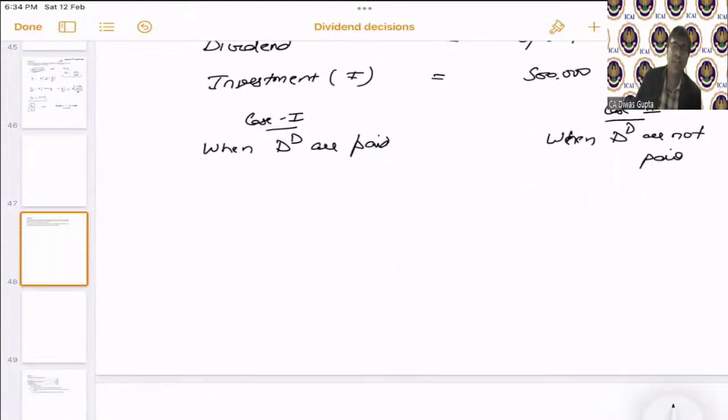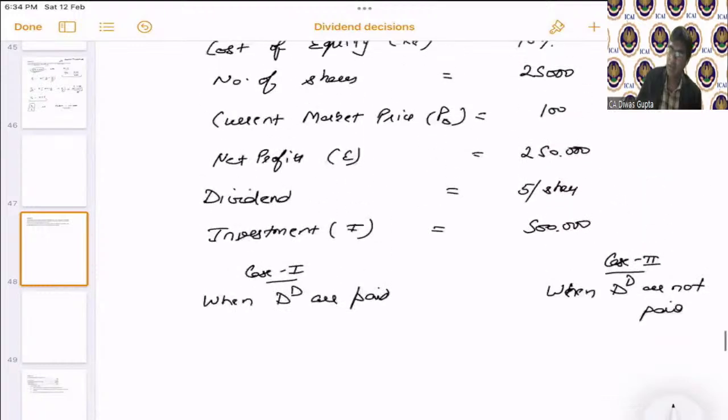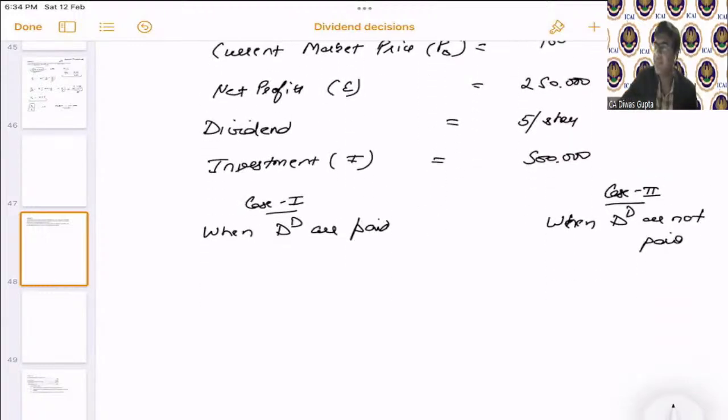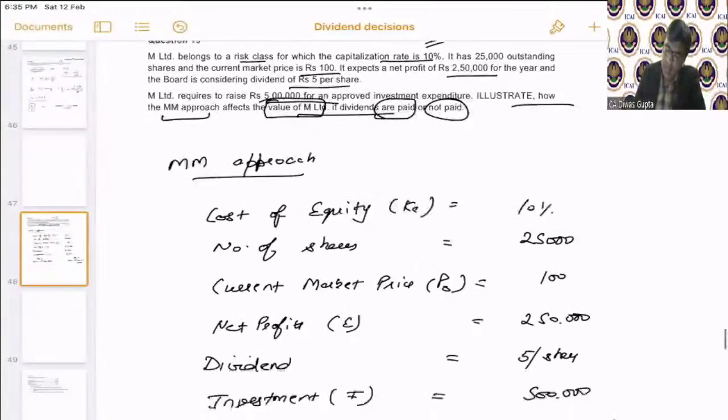Now, when dividends are paid and when dividends are not paid. Now, students, when dividends are paid, buffering. Okay, students, let me wait for 1 minute again, because many of you are saying that the video is buffering, I don't know what the issue is. Let me wait for a moment and then we'll go forward.